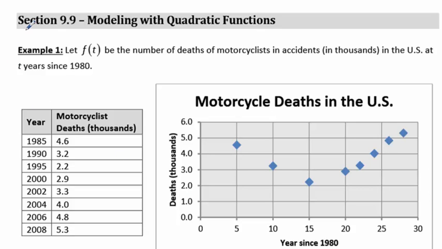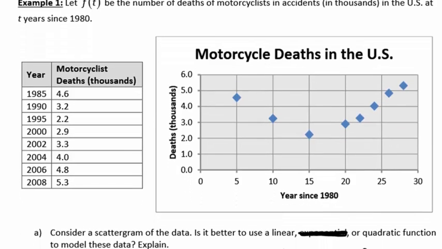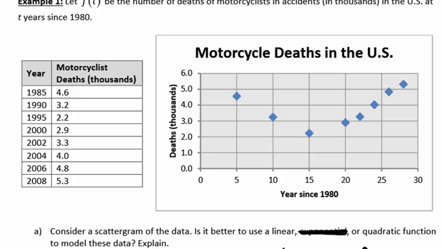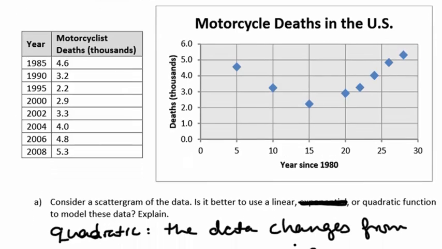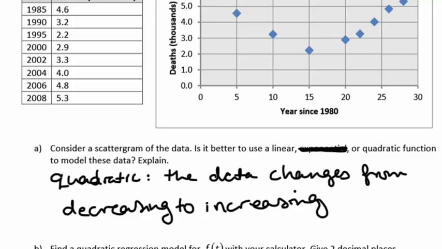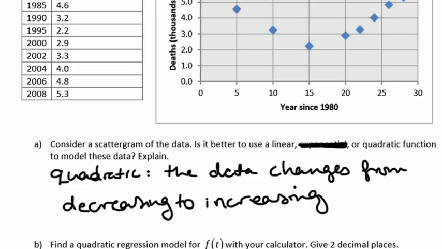Section 9.9, we're looking at modeling with quadratic functions. In example 1, we have a function where f of t is the number of deaths of motorcyclists in accidents in the U.S. at t years since 1980. The data has already been plotted in the scattergram, and our first question is: is this better to use linear or quadratic? This is definitely better to use quadratic because you can see that the data decreases and then increases. So we're going to use a quadratic model because our data is changing from decreasing to increasing.